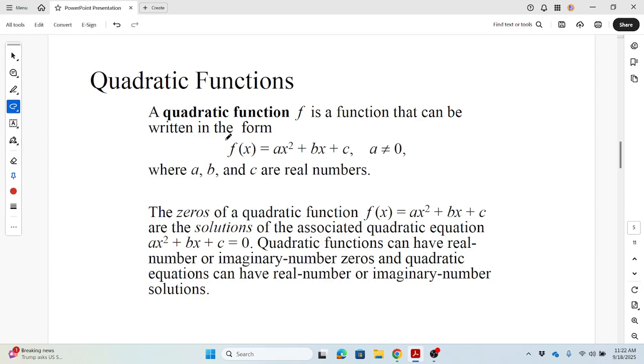If you name this part as a function, then that is called quadratic function. And the zeros of the quadratic function means the values of x which make this function 0, which make this equation 0. That's called zero of quadratic function. So when we solve quadratic equation, our equation might have real solutions, or maybe it has imaginary solutions.